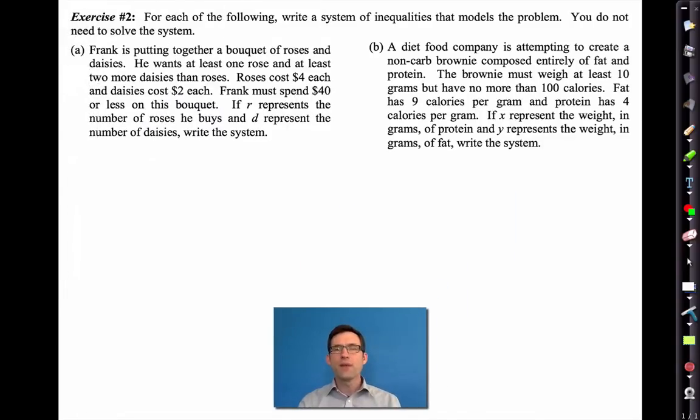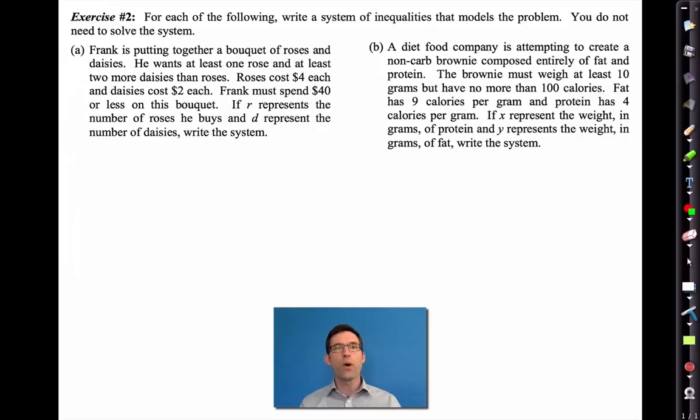Now, sometimes the hardest thing to do with systems of inequalities is simply do the modeling itself. So the next problem, all we're doing is writing down systems of inequalities, but we're not going to solve them. We're not going to graph them. We're not going to find their intersection regions or anything like that. Let's just read.